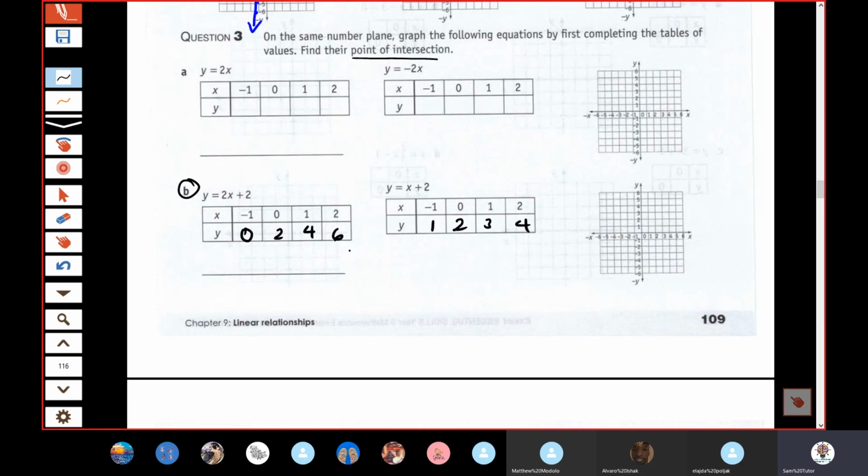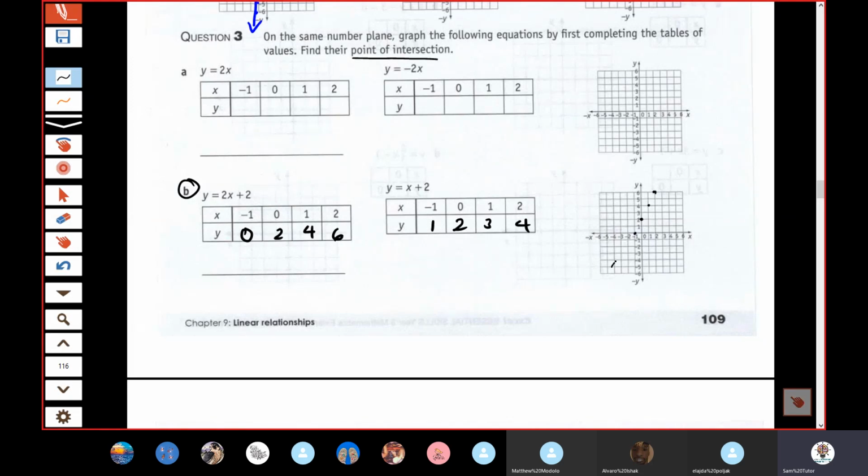Now, Maya, look at this. This is what I want to see. X is negative 1, y is 0. X is negative 1, right there. Y is 0, you don't move up. X is 0, y is 2. Do you agree with that? X is 1, y is 4. X is 2, y is 6.